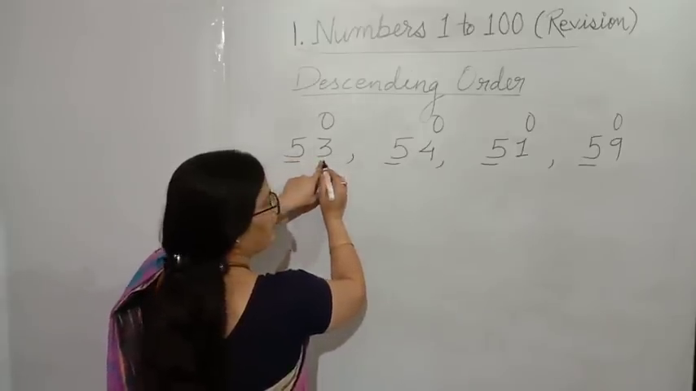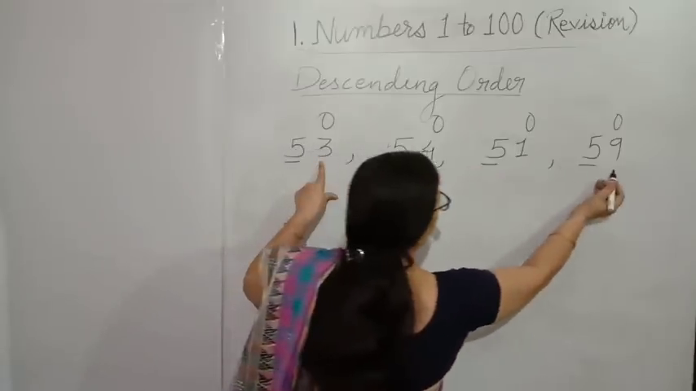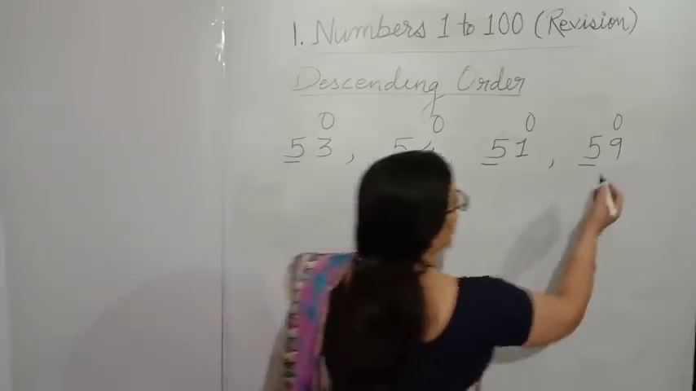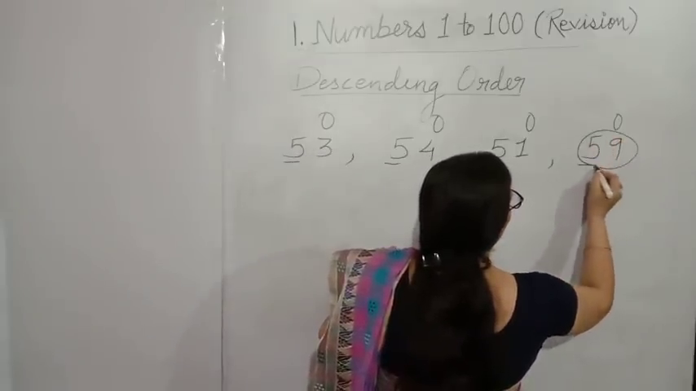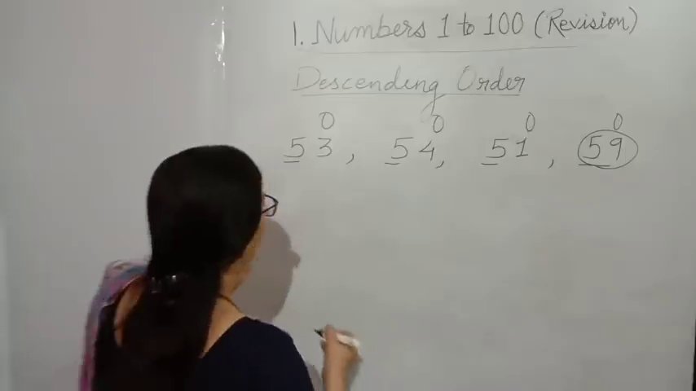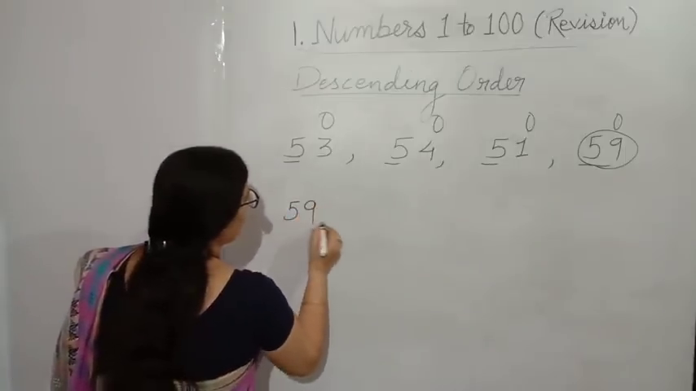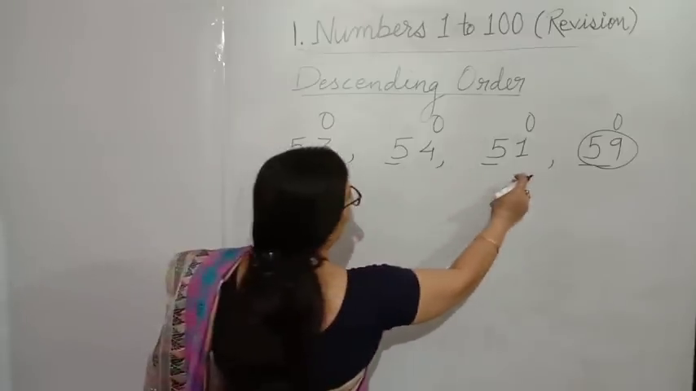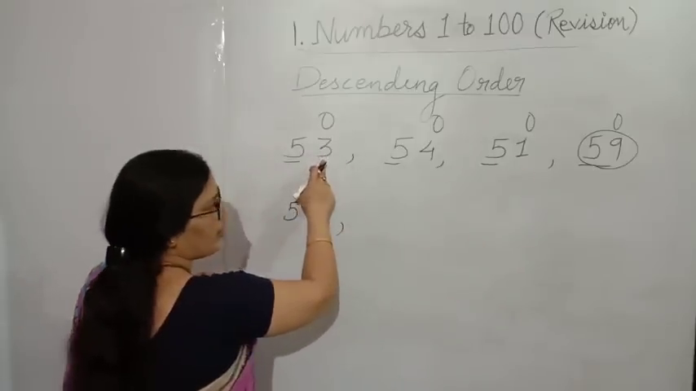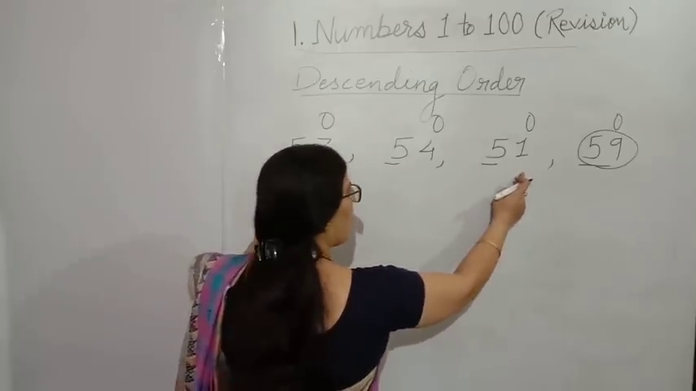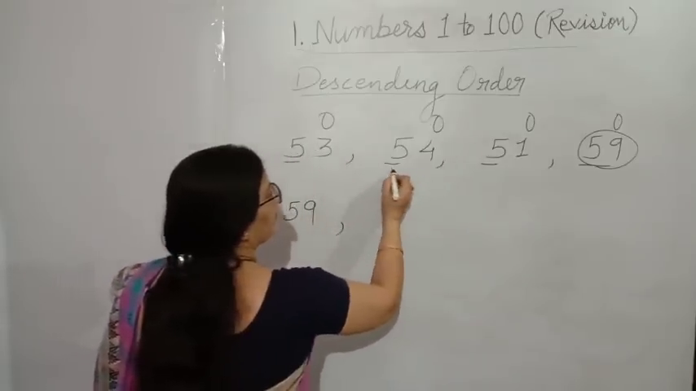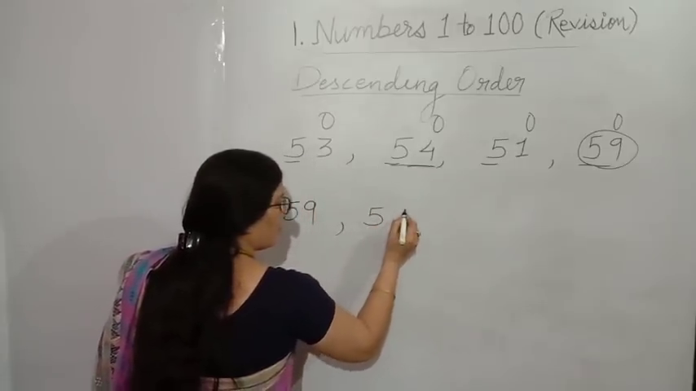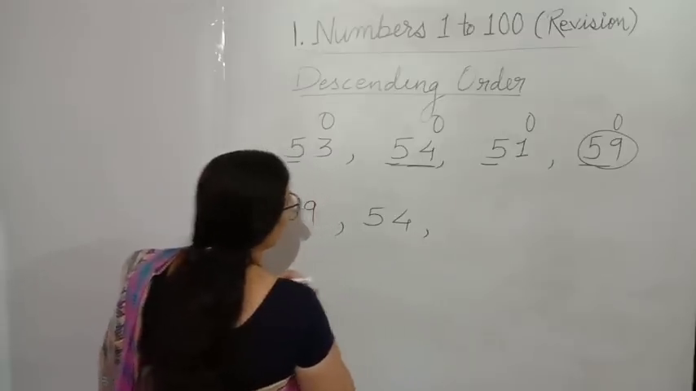Compare the ones place: 3, 4, 1 and 9. Which number is the biggest one? It is 59, with 9 at ones place. So first of all we'll write 59 while arranging the numbers from biggest to smallest. Now compare ones place in the other three numbers: 3, 4 and 1. Which one is bigger? Yes, it is 54. So we'll write 54 in the list.